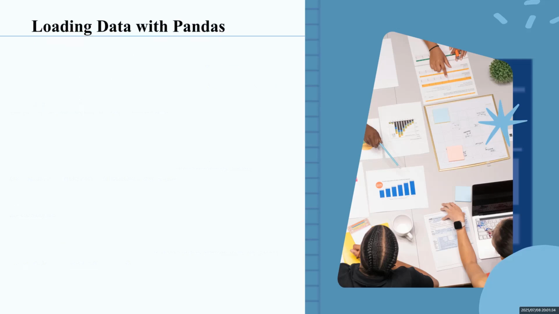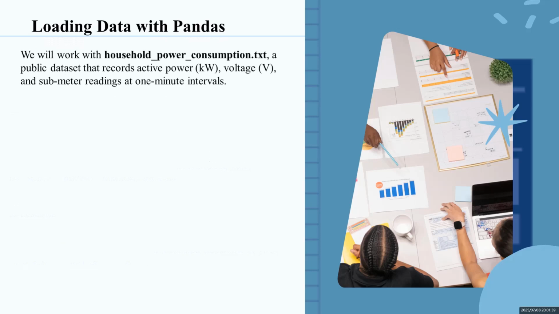Now, we want to talk about loading the data sets with pandas. When we want to load the data sets with pandas, all we need to do is to work with the given data set, which is publicly available. This data set records active power, voltage, and submeter readings at 1 minute intervals. I'm also going to share the link for the data sets, and you're going to see more information from the site on the description of the data sets.